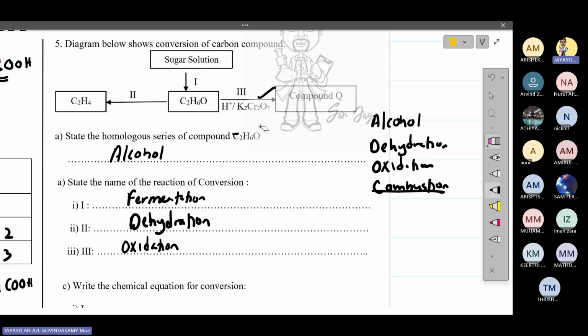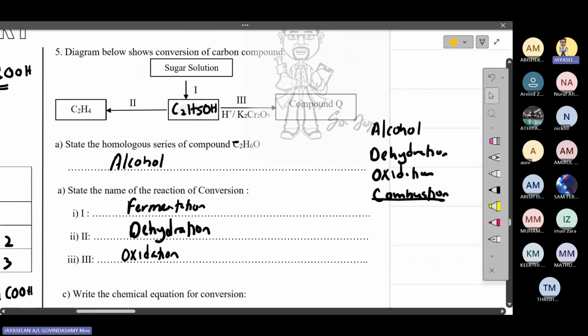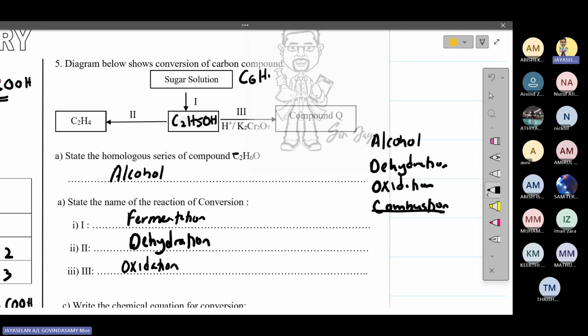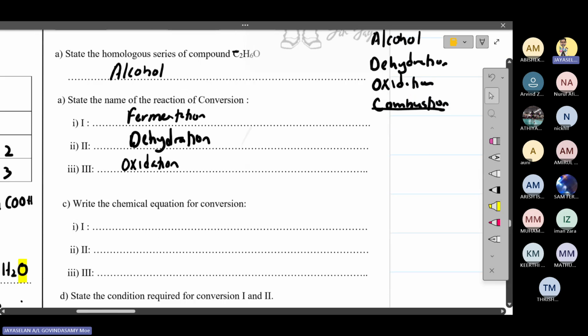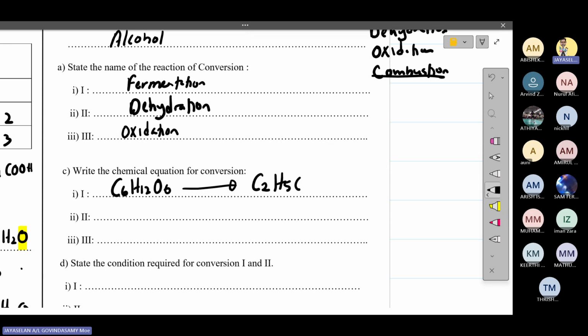Now I asked you to change this compound. When you write the equation, you must change this compound and use the actual formula, C2H5OH like this. Okay, write the first reaction. Reaction number 1, sugar solution, rice solution, pineapple or whatever. So this sugar solution is C6H12O6. Fermentation. So you put here C6H12O6 without oxygen gives C2H5OH plus carbon dioxide.